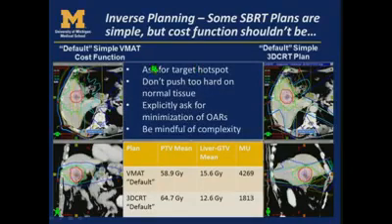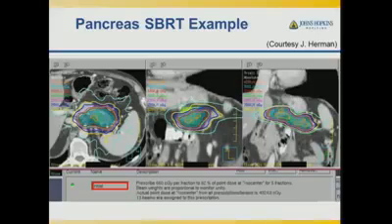So ask for a target hotspot. Don't push too hard on the normal tissue objective, because you could end up with a lot of monitor units. Explicitly ask for minimization of OARs that you care about, like normal liver and abdominal structures. And be mindful of your complexity, because you can run up the monitor units quite a lot.